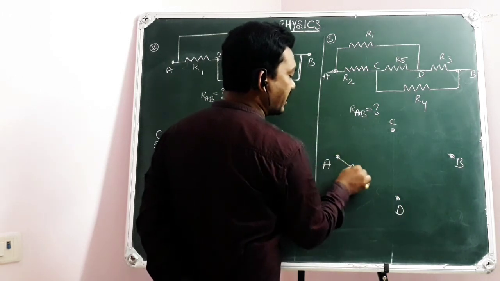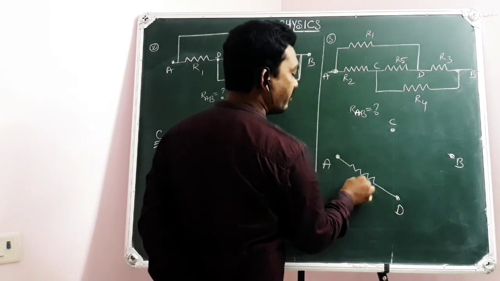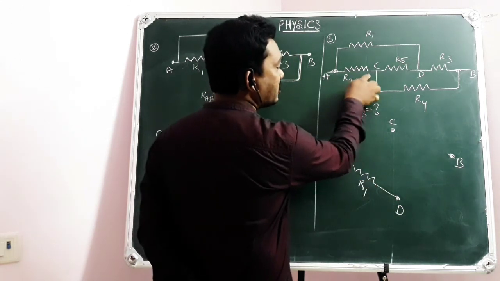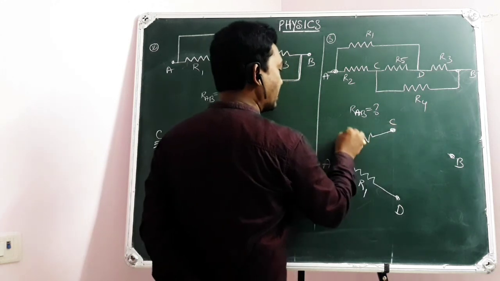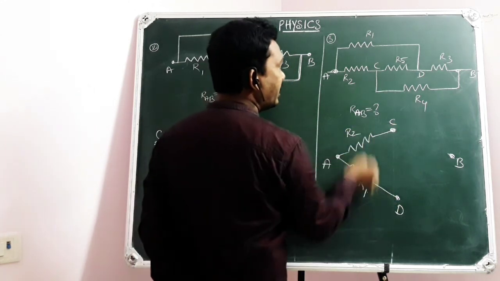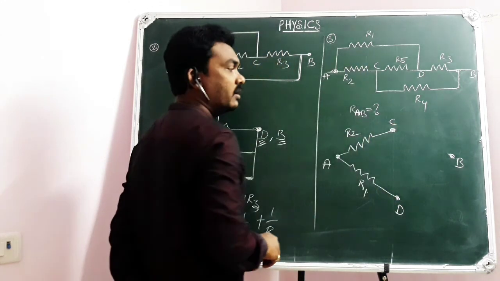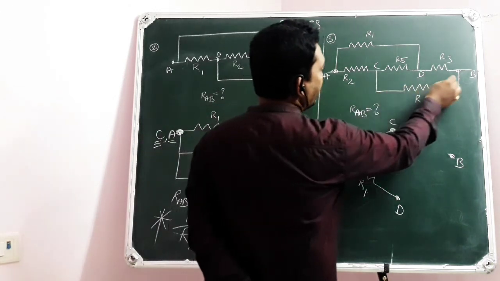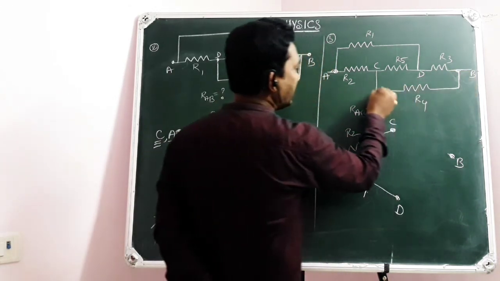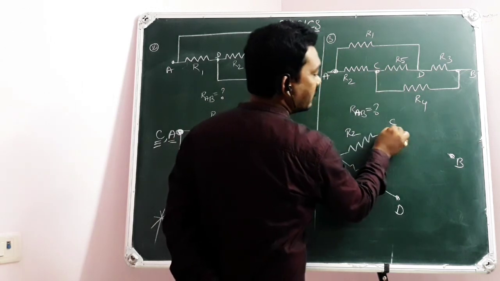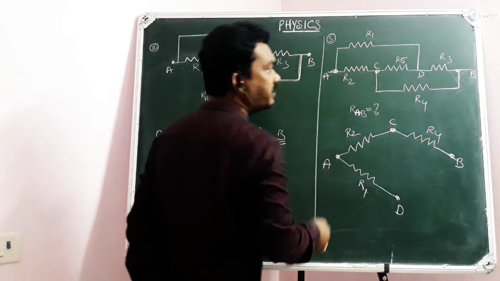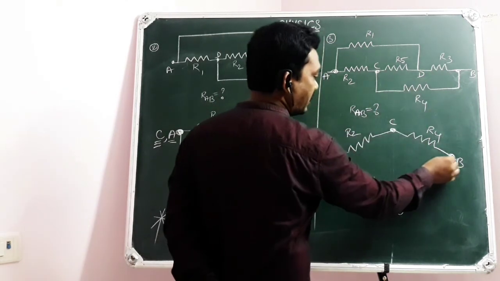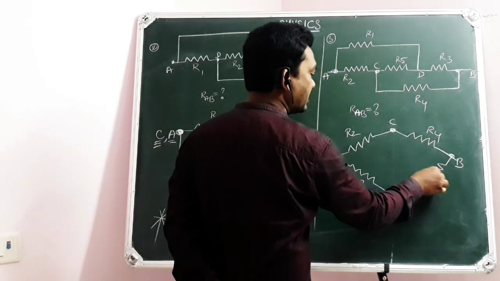R1 is the resistor connected across AD. And R2 is the resistor across AC. In between AC there is R2. In between AD there is R1. Okay, done. Next, in between BC there is R4. So here there is R4. And in between BD there is R3. In between BD there is R3.